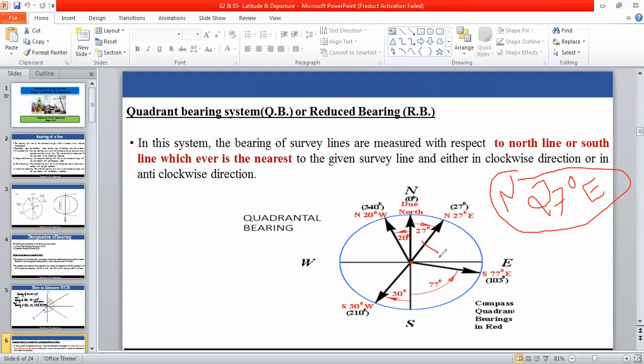Now, if we talk about the second line, the reduced bearing will be 77 degrees, which is from south to east. So, the reduced bearing will be south 77 degrees east. The quadrants are south and east. So in this way, the reduced bearing is designated.